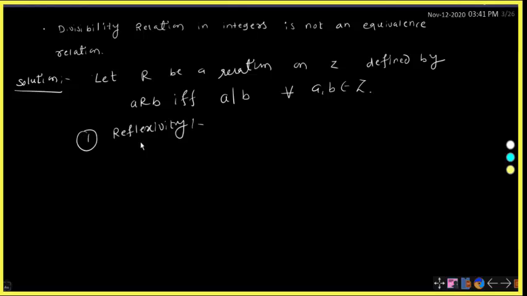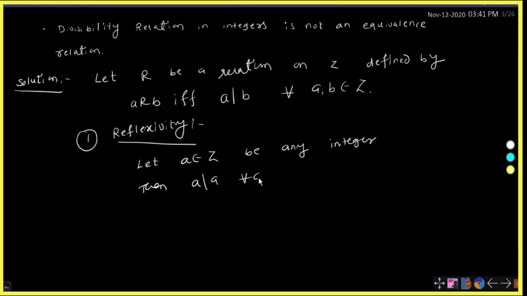First, reflexivity. We know that A divides A. We already proved that A divides A because A is a multiple of A. So let A belongs to Z be any integer. Then A divides A for all A belongs to Z. This implies that A divides A means A is R related to A for all A belongs to Z. This implies that R is reflexive.